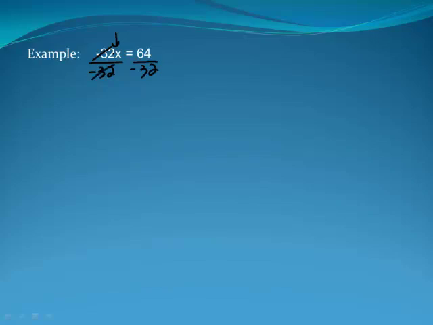Negative 32 divided by negative 32 is 1. So we've got 1 times x on the left-hand side. 1 times x is just x. Right-hand side, 64 divided by negative 32 is negative 2. And since our x is isolated, that is our solution, we think x is negative 2.